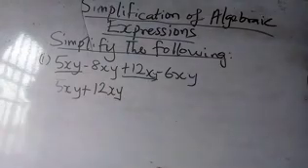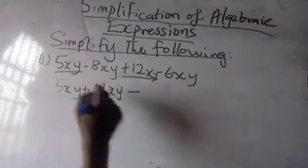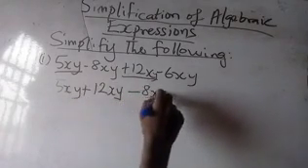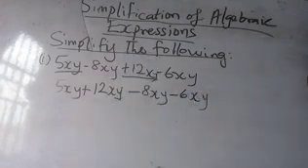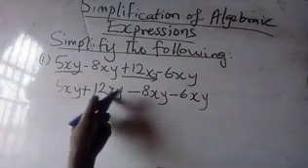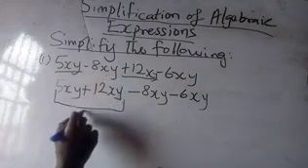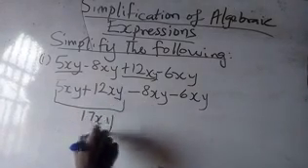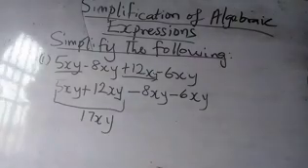So let's gather together those with a negative sign. We have minus 8xy and minus 6xy. Very easy. I can say 5xy plus 12xy, and it will give me what? 17xy. Now let's look at the negative.